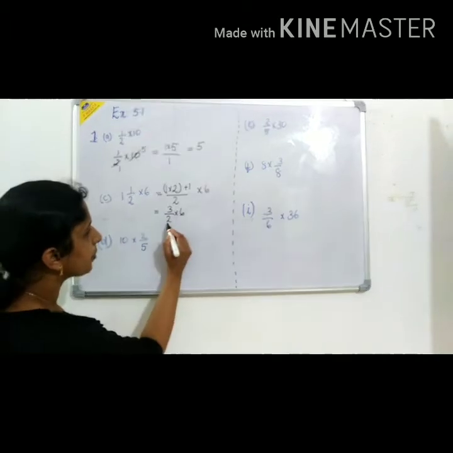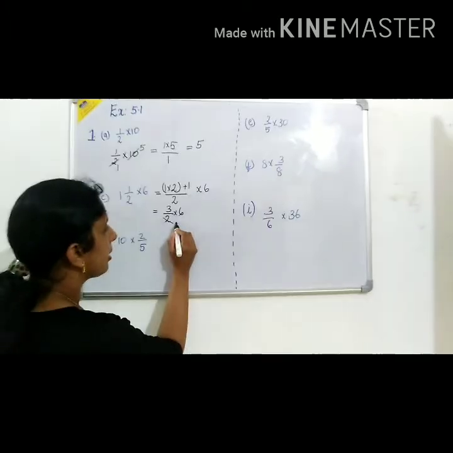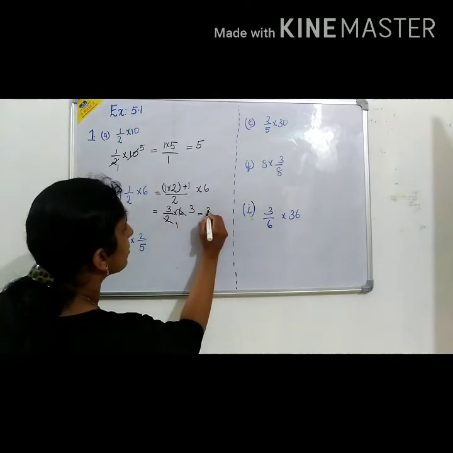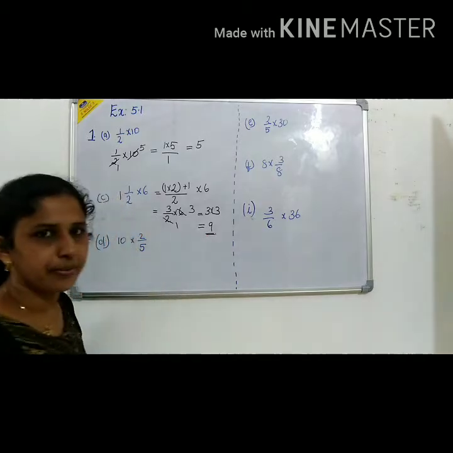Here also 2 and 6 we can cancel. 2 is a common factor. So 2 by 2 becomes 1, 6 by 2 becomes 3. So this is equal to 3 into 3. So the answer is equal to 9.